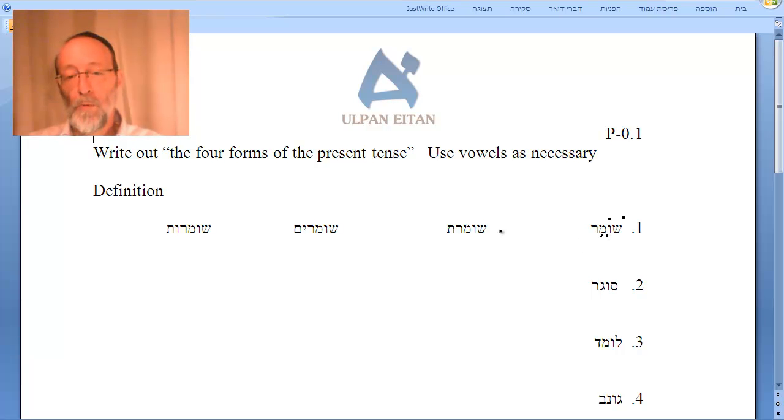So that would be shomer. This would be shomeret, 3 dots. The third is shomrim. And the fourth is shomrot. And what we're looking at in this very first lesson is what I call the granddaddy of all Hebrew verbs. This is the most significant verb for me to convey to people. You have to try and follow the pattern of this verb.